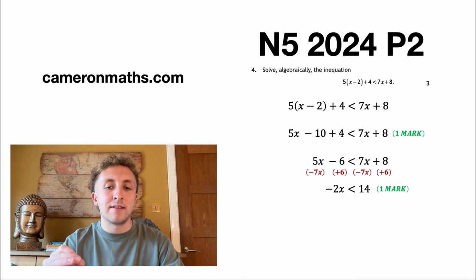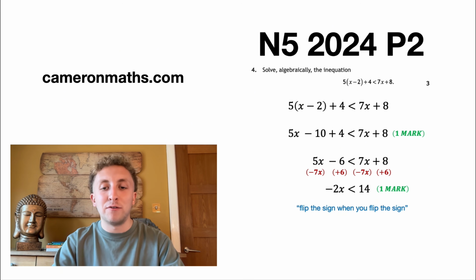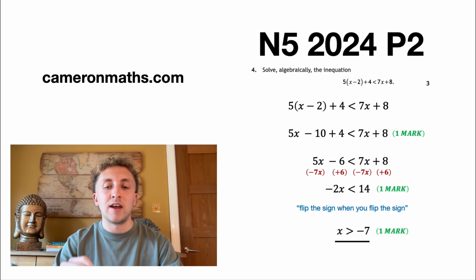I like to think of this last part as when you flip the sign, you flip the sign. What we're going to do is divide both sides by negative 2, so the negative has changed sides, so we need to change the sign in the middle to write x is greater than negative 7.